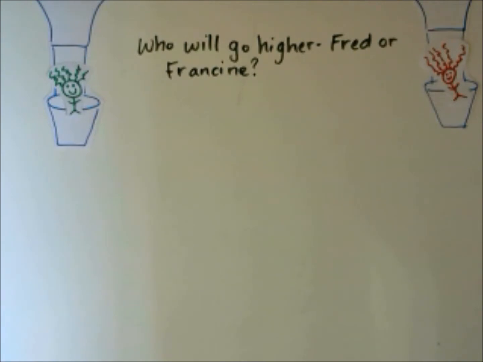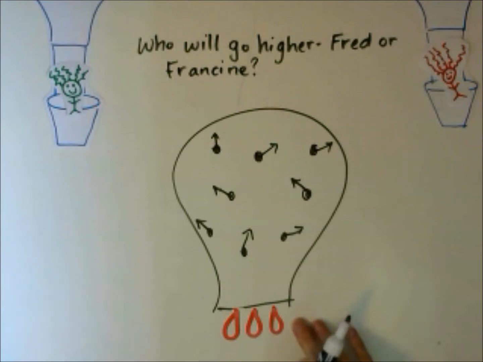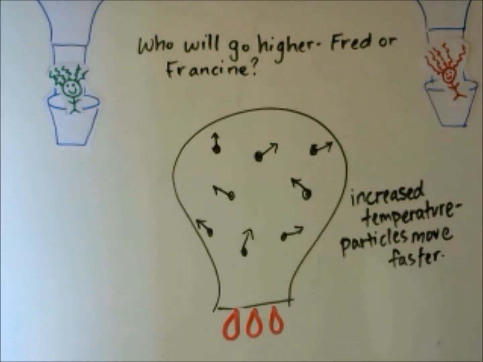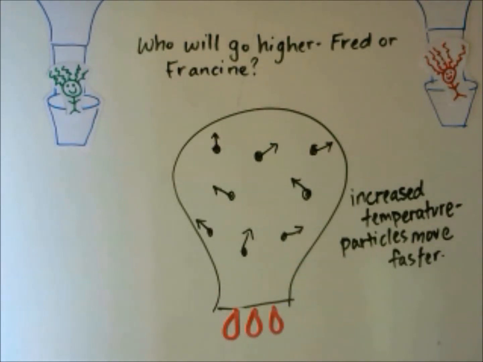Think about what's going on inside the hot air balloon. The hot air balloon is filled with particles moving in all different directions and very quickly. As we burn the propane underneath the hot air balloon, we're going to increase the temperature of the particles inside the hot air balloon. As we increase the temperature, the particles will move faster. This will increase the thermal energy of the particles.